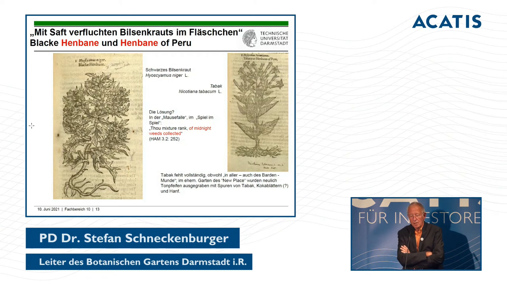A nightshade family. It's a henbane. So we have the black henbane from Peru. This could be tabacum. So Hebenon could be mainly an extract from this weed, and I think it's not working properly as a poisoning.